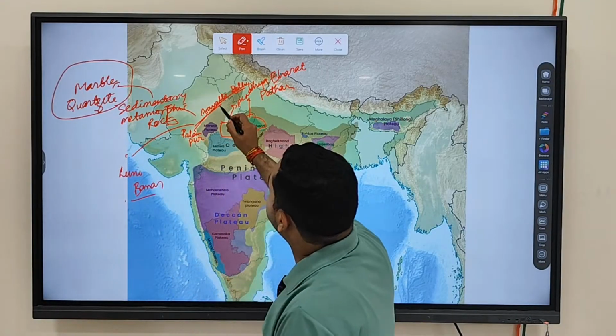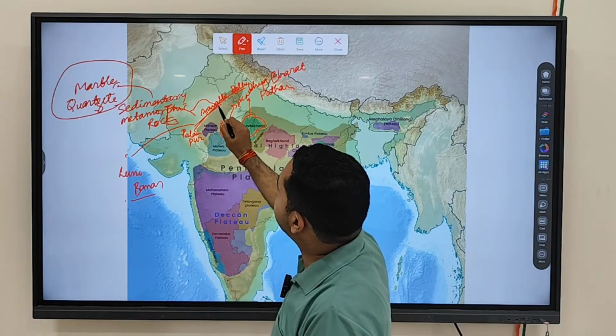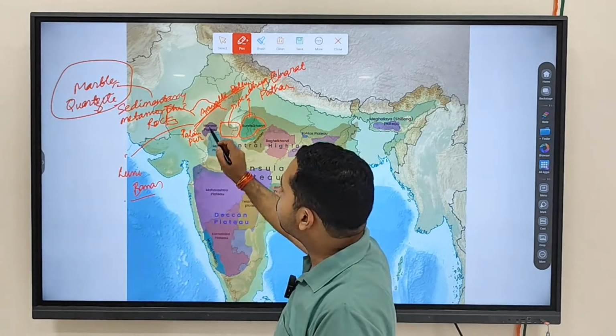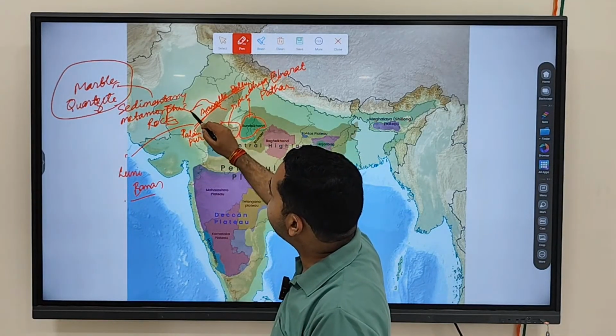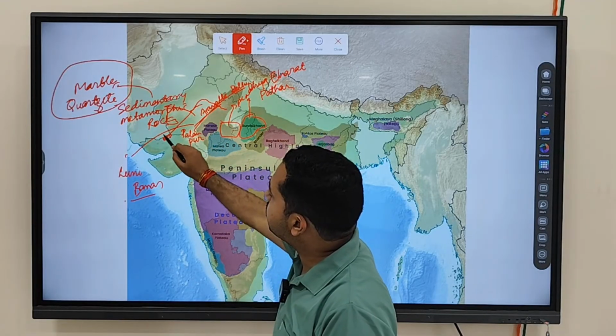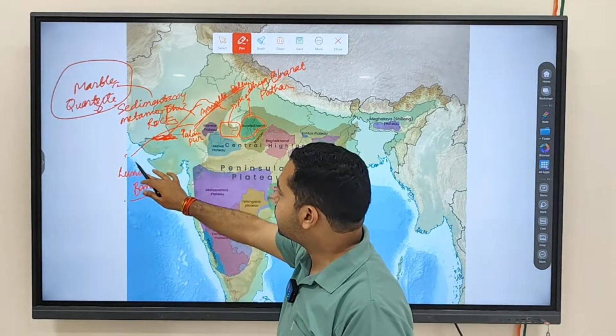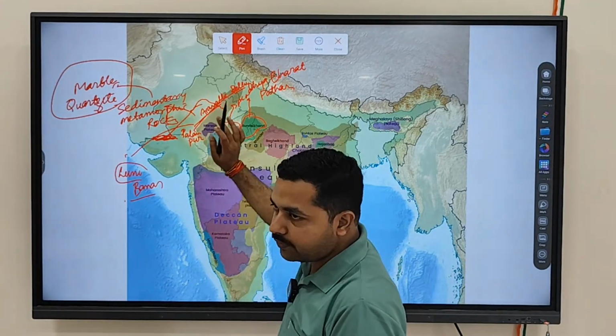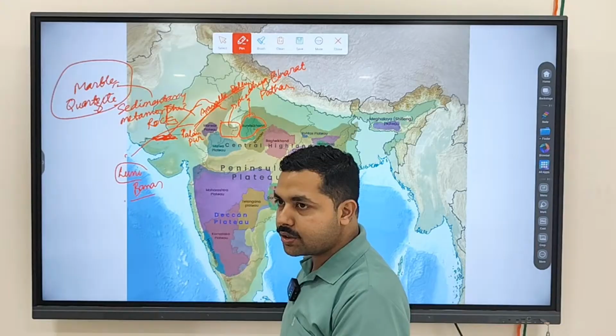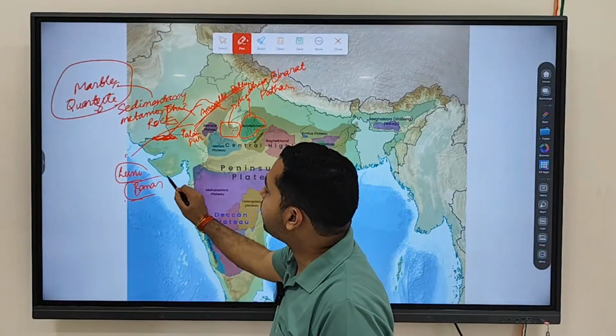Clear? So Luni River flows through this side and Banas flows through this side. Source of 2 important rivers. Just now we discussed Luni goes and merges into which Kutch? Rann of Kutch. So we discussed Luni flows through the deserted area. So Luni River originates from where? Originates from Aravalli range.